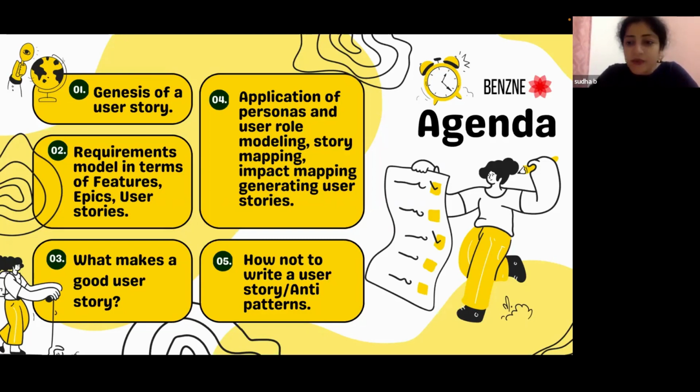So I'll quickly run through the agenda items for today. We'll start off with the genesis of a user story, what it was before a user story, and what led to user story creation. Then we'll talk about the requirement model. Sujit will take you through the requirement models based on the features, epics, and the user stories. And from then on, we'll talk about the elements that make up a good user story.